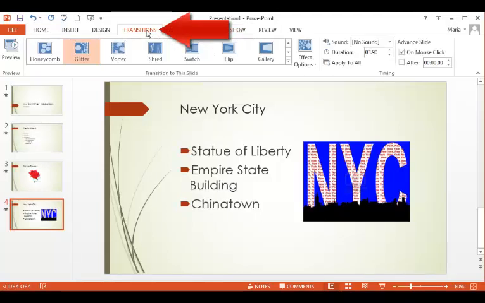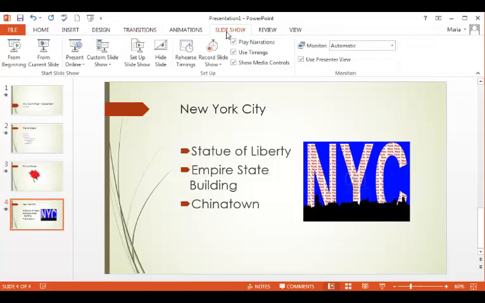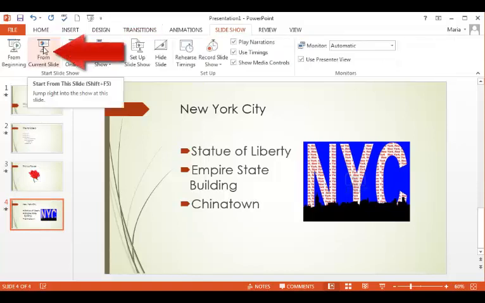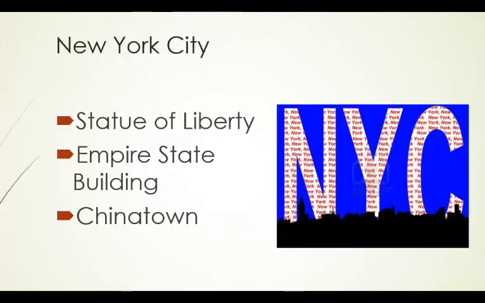Let's go back to transitions and let's change that to 1 second so you can see the difference. I've now changed the duration to 1 second. I still have slide 4 selected. I'm going to click Slideshow, and again I'll only run it from the current slide. This time when I run it, it's going to be very quick because that transition is only going to last for 1 second. There you go. You see how much more quickly that transition passed.